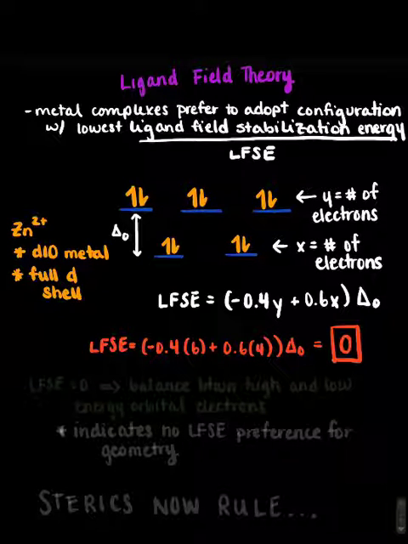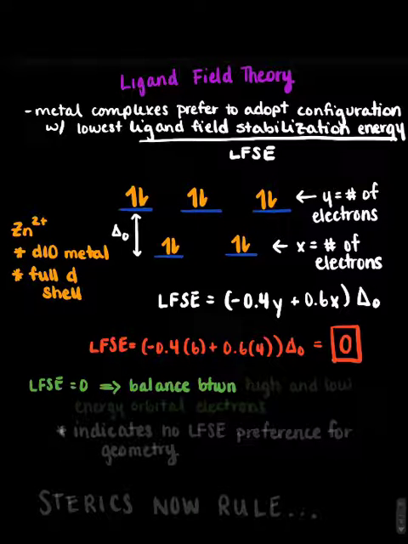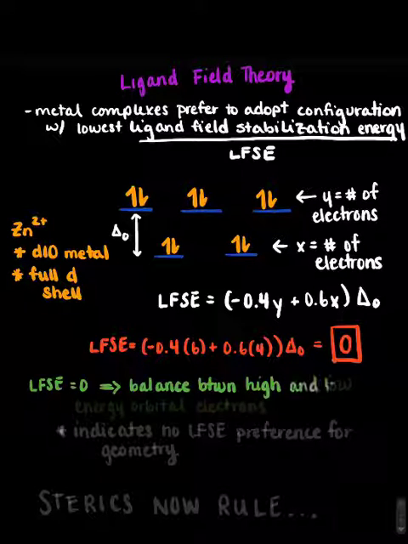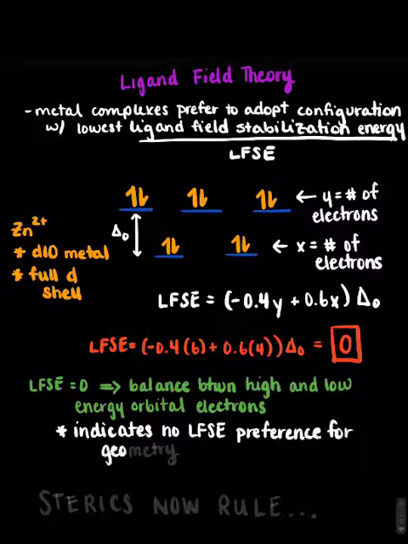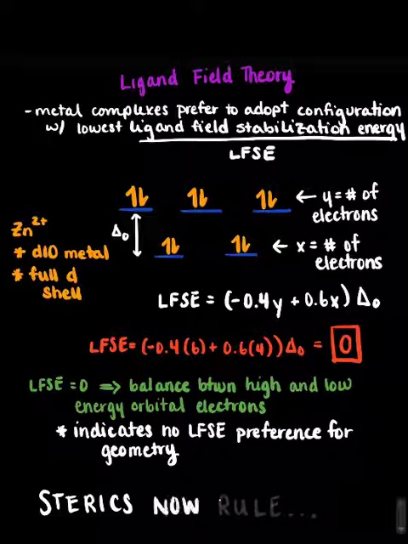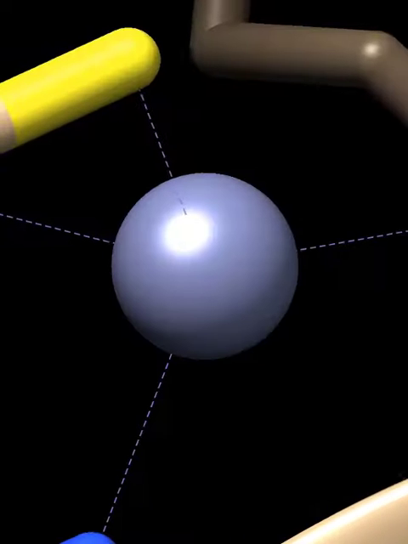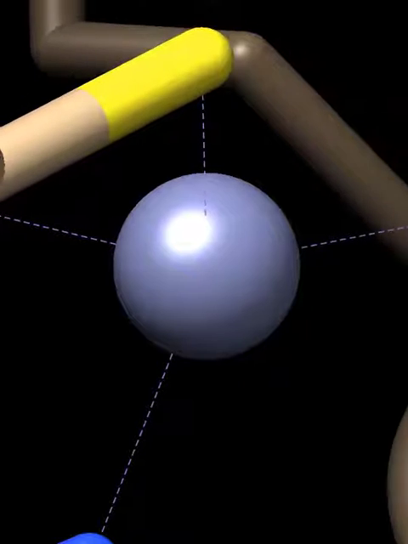This balance corresponds to an LFSE value of 0, indicating that zinc 2+ has no LFSE preference for a specific geometry. With no preference for specific geometry, sterics become the major factor in determining the geometry. This also explains the selectivity of the zinc finger domain.